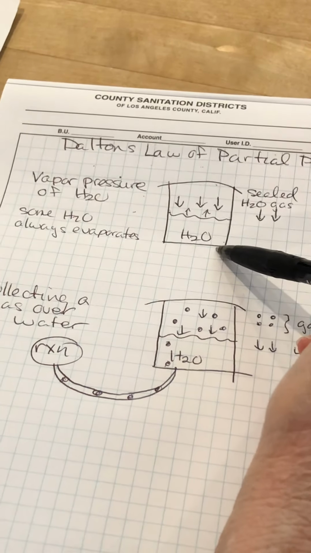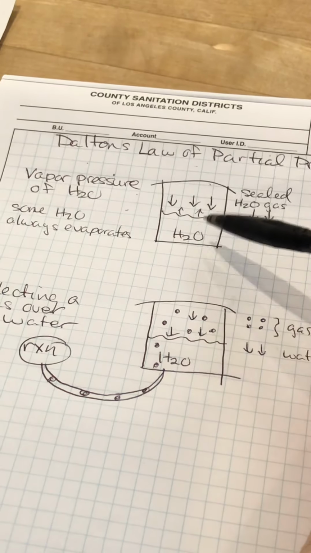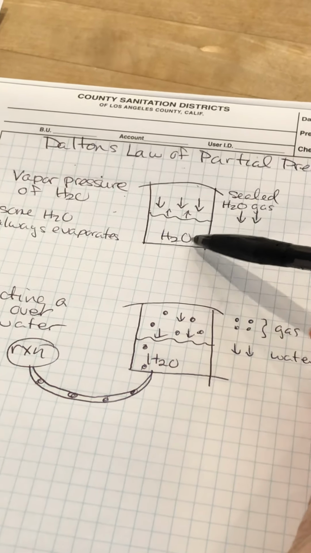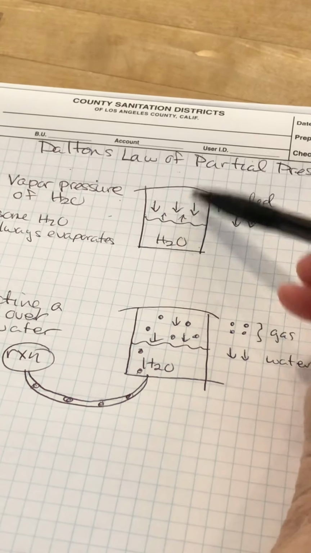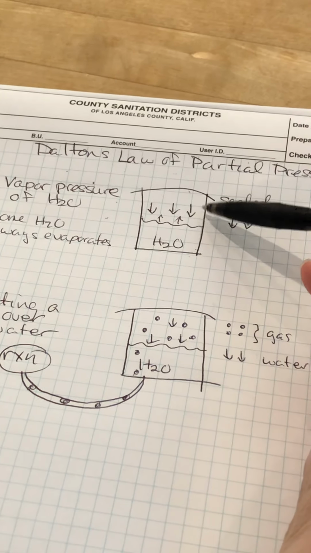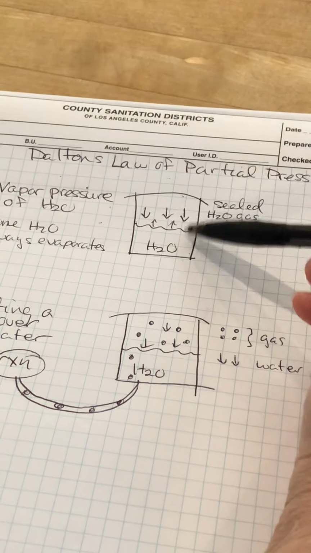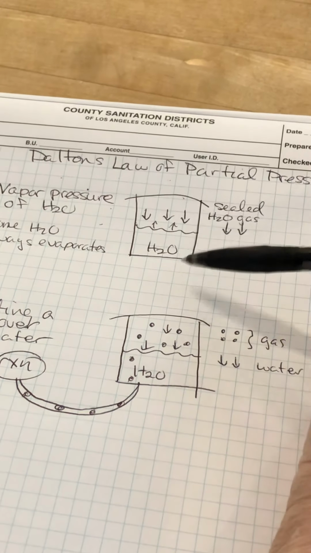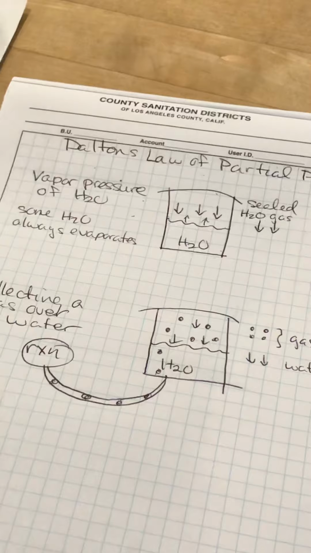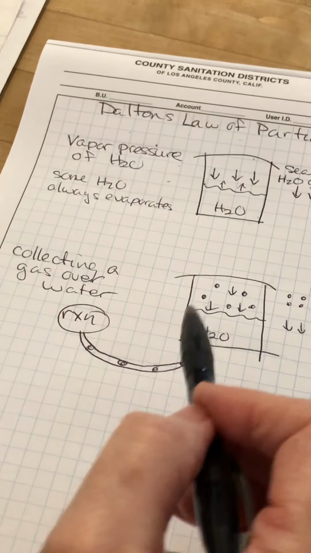The hotter the water gets, the higher the vapor pressure becomes as more and more water molecules evaporate, go into the gas state, are flying around this top space filled with air, and put pressure on the surface of the water, not just the surface of the container. The other thing you need to know about is what's called collecting gas over water.